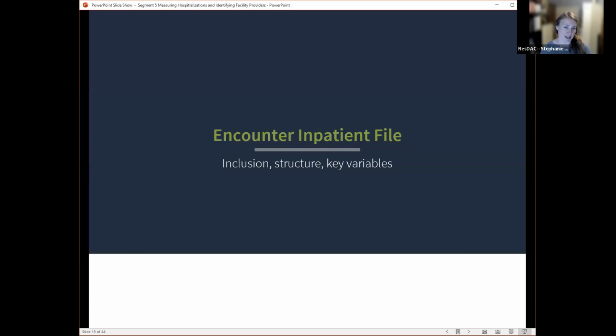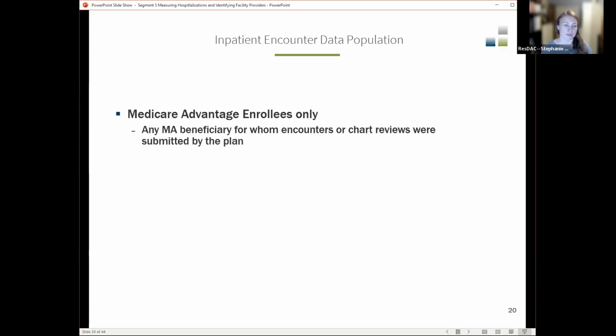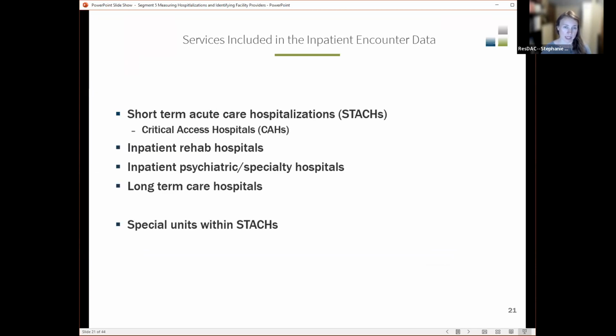We're going to move now to talking about the Encounter inpatient files. So these are newly released with the Encounter data. These originate based on what the plan is sending to CMS. And again, it's under that mandate and for risk adjustment and all of that. This will be Medicare Advantage enrollees only. And it will be any Medicare Advantage beneficiary for whom an encounter or a chart review was submitted by the plan with this claim type code that indicates that it's an inpatient stay.